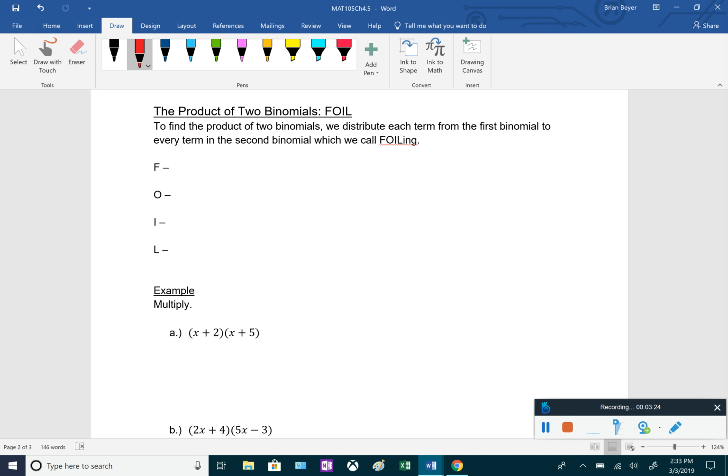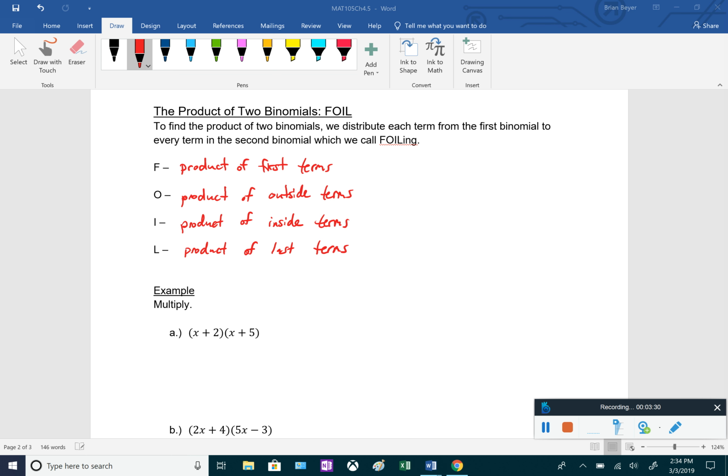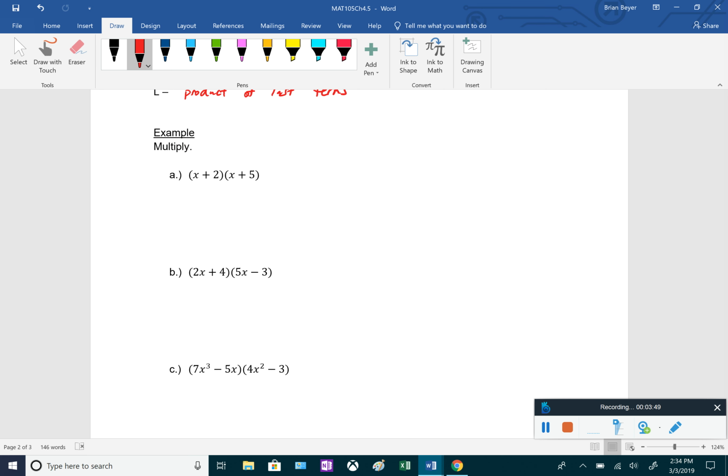Foiling, what it stands for: the F stands for the product of the first terms. The O stands for the product of the outside terms in each binomial. The I stands for the product of the inside terms, and the L stands for the product of the last terms for each binomial. We multiply those, and then our answer is the sum of all of those. So let's do some examples.